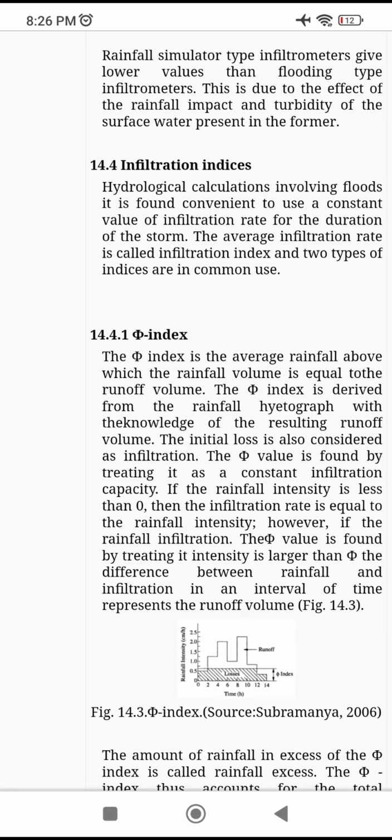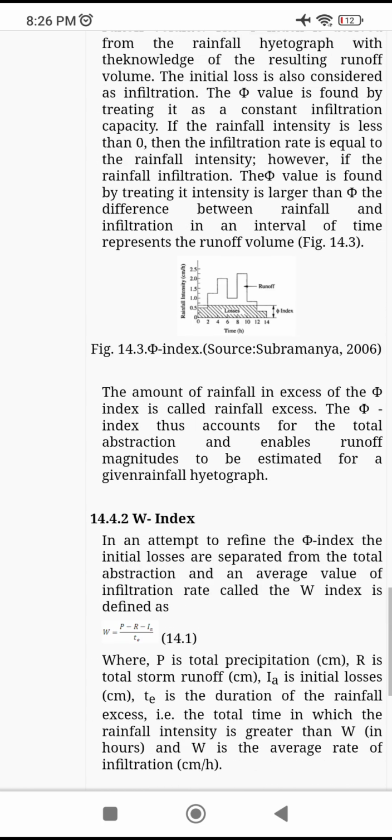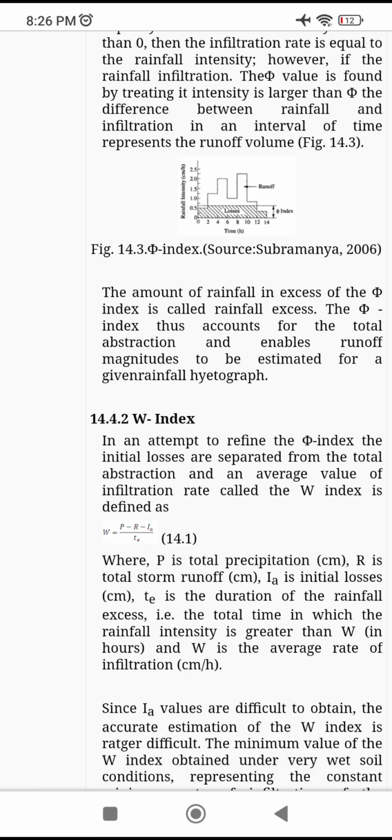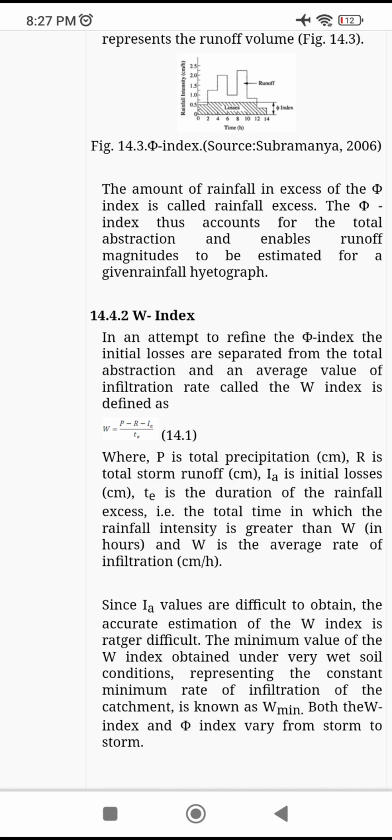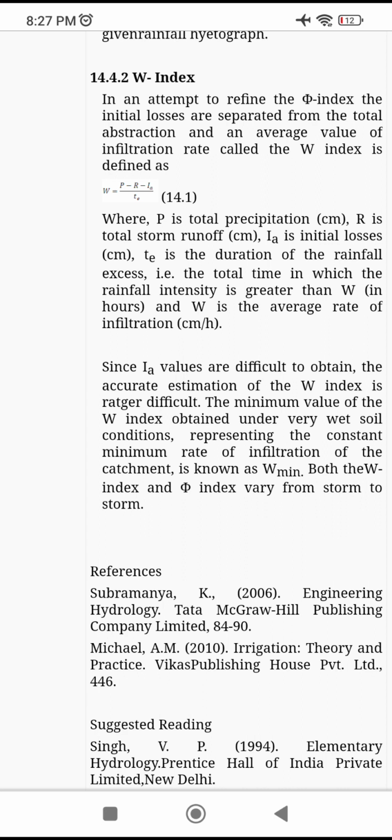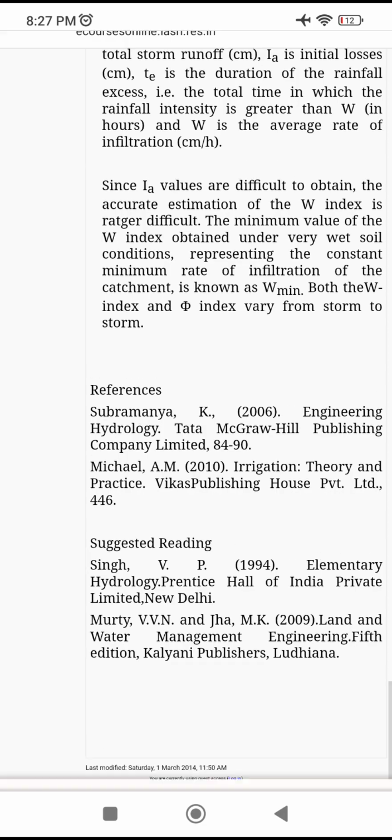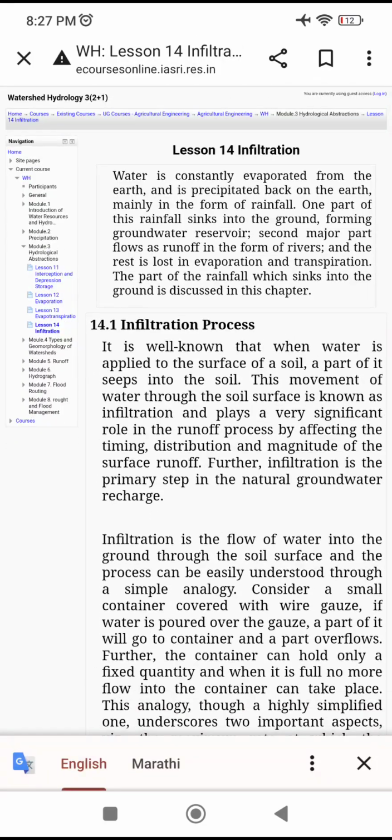Psi index is the average rainfall above which the rainfall volume is equal to the runoff volume. Remember this. Then W index. In an attempt to refine the psi index, the initial losses are separated from the total abstraction, and an average value of infiltration rate called the W index is defined as, this is the formula: P is precipitation, R is total storm runoff, then IA is initial losses. Then IA values are difficult to obtain, so accurate estimation of the W index is difficult. These are the two indexes.